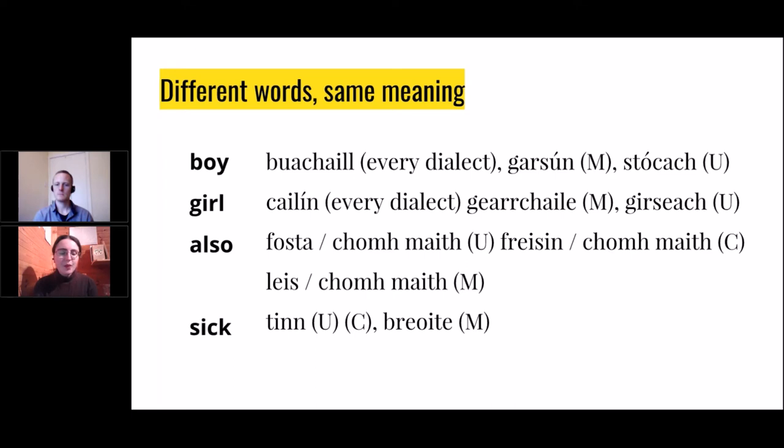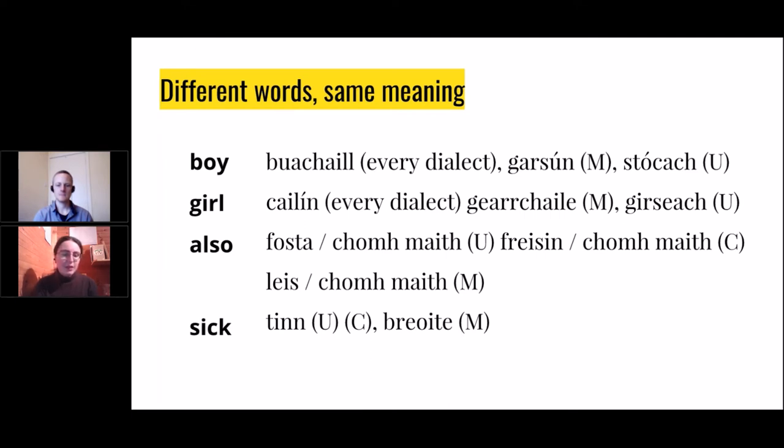So now the word also. As you can see here, there are many different ways to say also. Same in English in a way, also, as well. But in Irish, as you can see, there's about two ways to say it in all the dialects. So fosta, you hear that a lot in Ulster. That's very, very common in Ulster. I don't think it's heard in other dialects, to tell you the truth. But it's very common in Ulster Irish. Fosta, so that's also.